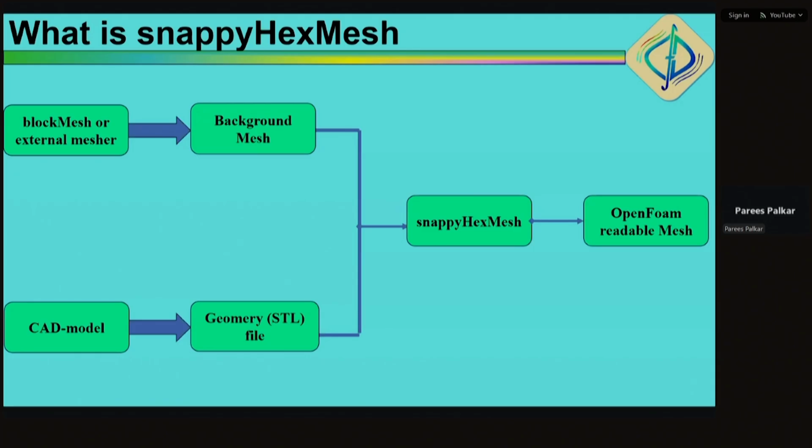Once your background mesh along with the geometry is generated, it is sent to the snappyHexMeshDict. The snappyHexMeshDict reads your background mesh and tries to combine it with the geometry that you have created. And once SnappyHexMesh is executed, we get our OpenFOAM readable mesh that can be further used for your simulation.